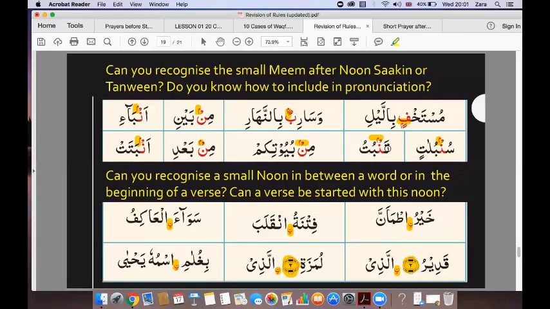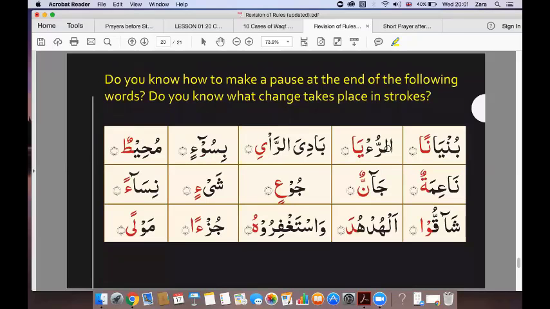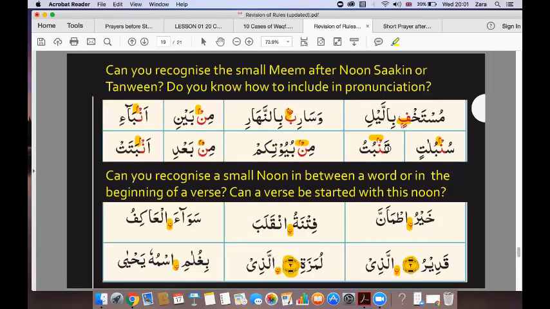We have come to the end of this presentation. The last slide, which we'll start the next lesson with, is basically practicing waqf. So we've had loads and loads of practice on this. So inshallah, it shouldn't take too much time in the next lesson.